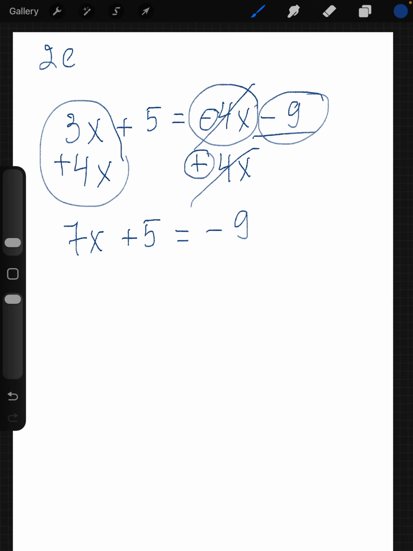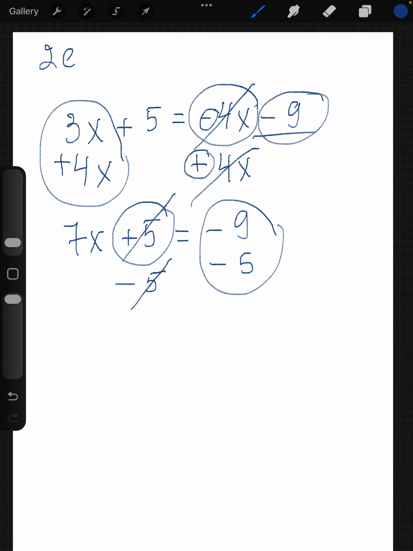So the next thing to remove would be the 5, right? So the inverse operation to addition, of course, is subtraction. So we're going to subtract 5 from both sides of the equation. Here, negative and positive 5 cancel each other out. And here, of course, we can sort of solve, right? So 7x equals negative 9 minus 5 equals what? Negative 14, right?